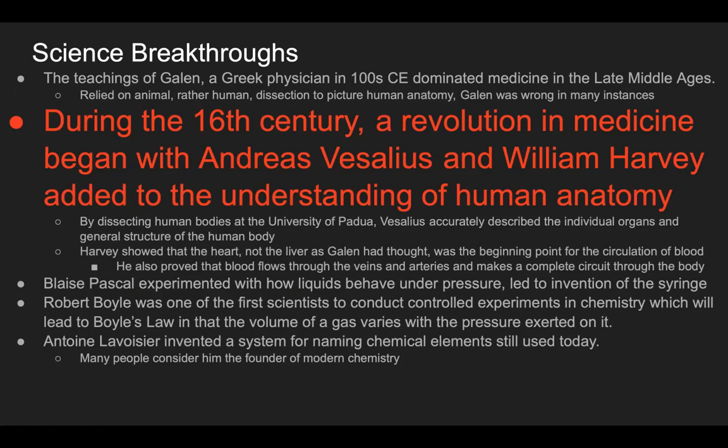By dissecting human bodies at the University of Padua, Vesalius accurately described the individual organs and general structure of the human body. Harvey showed that the heart, not the liver as Galen had thought, was the beginning point of circulation of blood. He also proved that blood flows through the veins and arteries and makes a complete circuit throughout the body. Blaise Pascal experimented with how liquids behave under pressure, which led to the invention of the syringe.